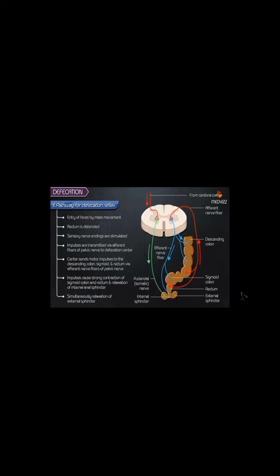Here is the pathway for the defecation reflex. It includes entry of feces by mass movement, the rectum is distended, sensory nerve endings are stimulated, and impulses are transmitted through afferent fibers of the pelvic nerve to the defecation center. The center sends motor impulses to the descending colon, sigmoid, and rectum via efferent nerve fibers of the pelvic nerve. Impulses cause strong contraction of the sigmoid colon and rectum and relaxation of the internal anal sphincter, and simultaneous relaxation of the external sphincter, which leads to defecation.